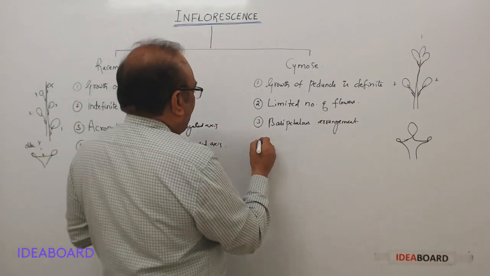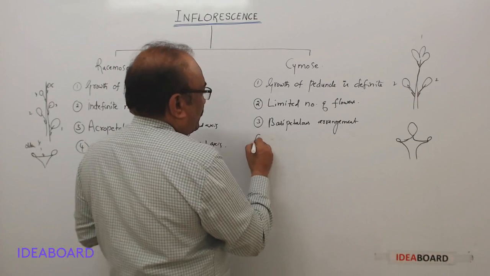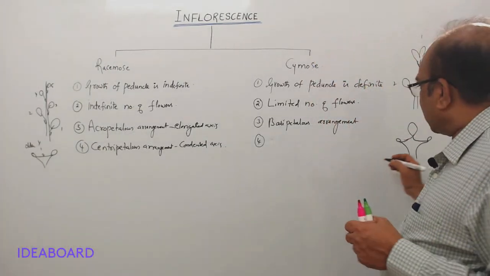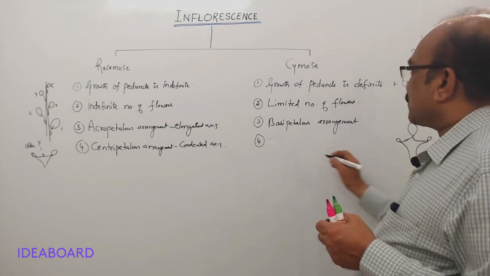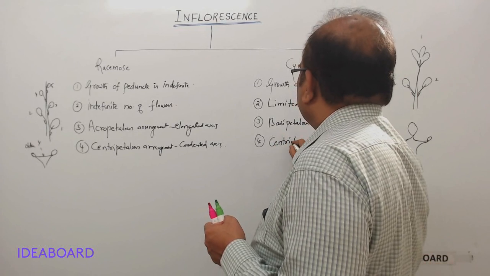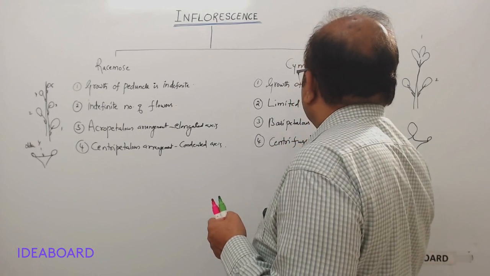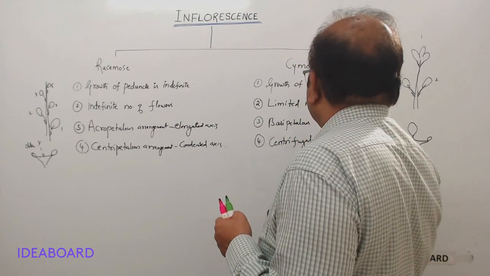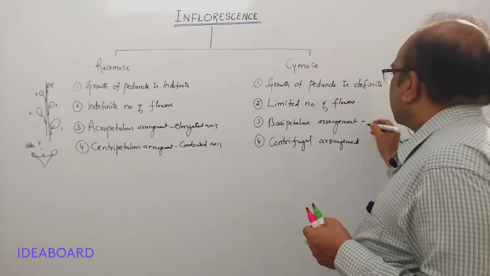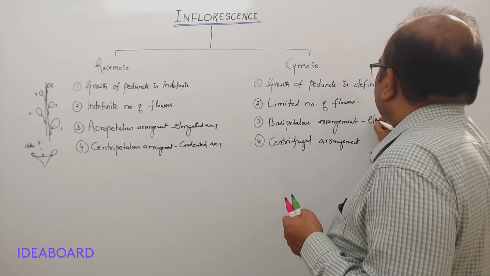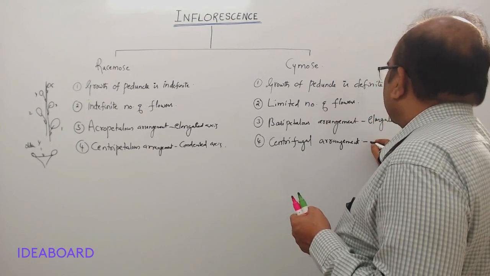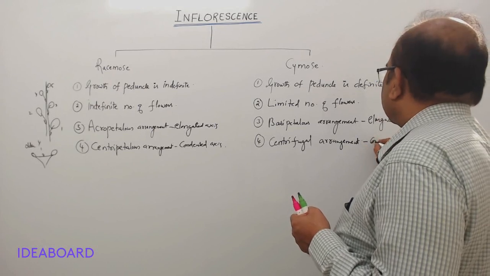Okay, so here, when the older flower is in the middle and the younger ones toward the periphery, this is called centrifugal arrangement. Centrifugal arrangement. I hope you're understanding. Basipetalous arrangement is for elongated axis, and centrifugal arrangement is for condensed axis.